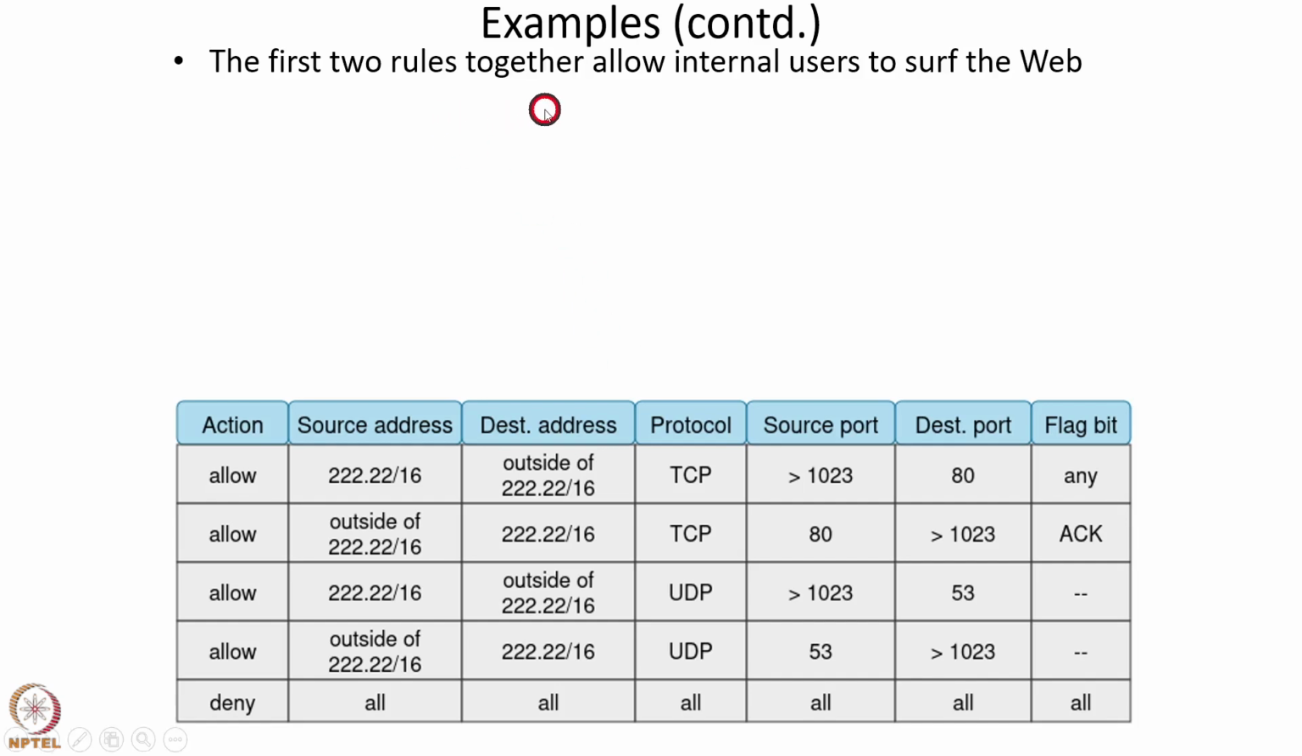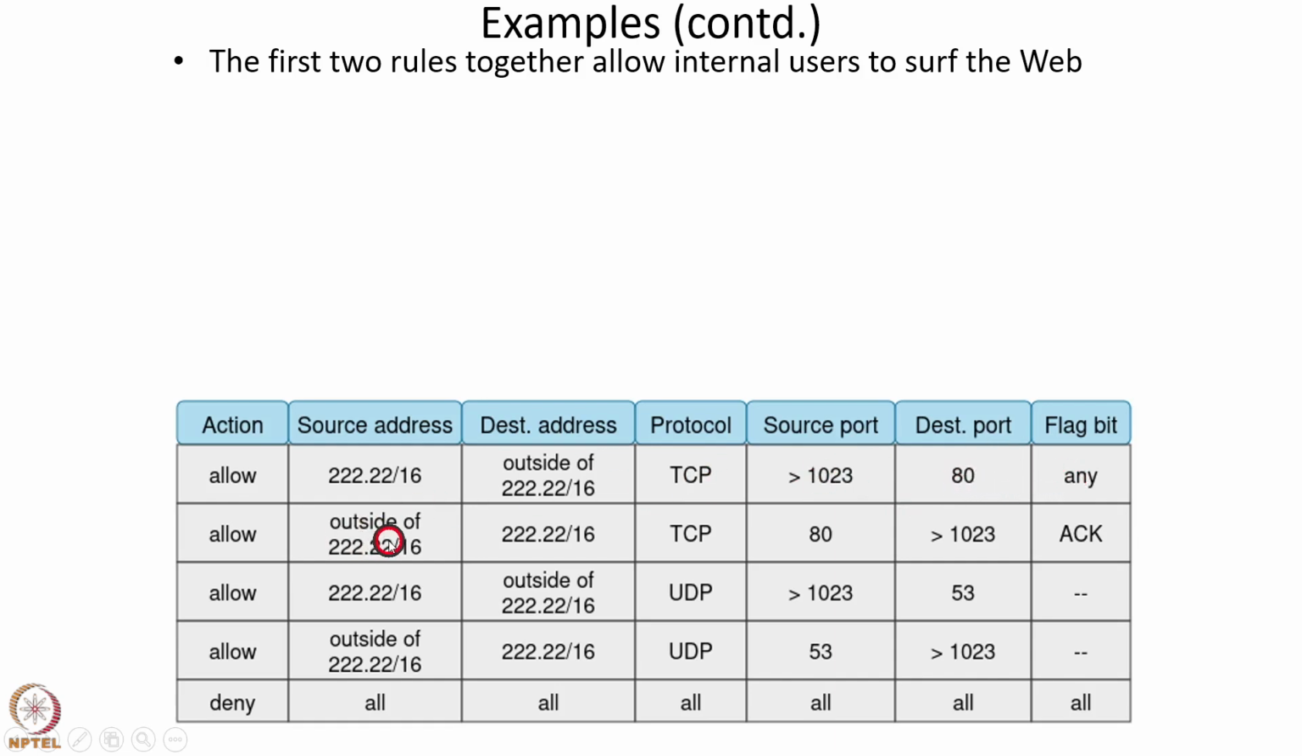The first two rules together allow internal users to surf the web, because if a host from inside the organization's network initiates an HTTP session with a web server outside the network, then the source address will be the address of the host in the organization's network. The destination address will be of the web server, which is outside this organization's network. The protocol will be TCP, and the source port will be greater than 1023. The destination port will be that of HTTP, that is 80, and all such packets are allowed.